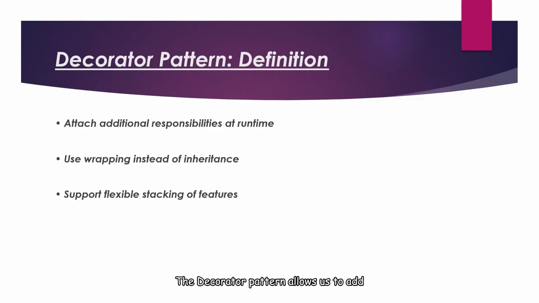The decorator pattern allows us to add new responsibilities to objects dynamically without altering their classes. It works by wrapping the original object in a decorator class that extends its functionality. This pattern adheres to the open-closed principle, which states that classes should be open for extension but closed for modification. Using decorators, we can add multiple functionalities to an object in a way that is both modular and flexible.